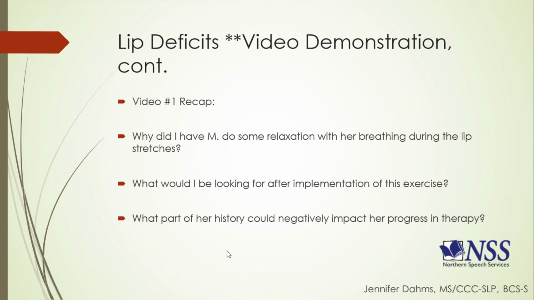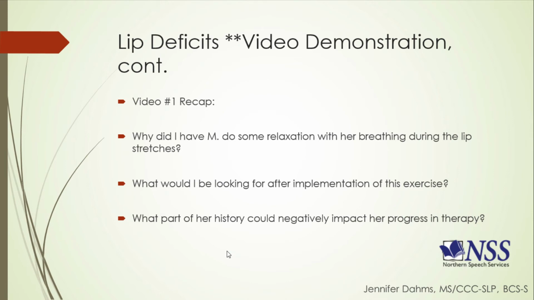So after we would do this technique, then we would want to ask ourselves, what would we be looking for after implementation of this exercise? Obviously, we would like to see a better lip position at rest, more functional lip movements with feeding. And if you could see at the end of that video segment where I cued her to close her lips, that still was a very difficult activity for her. Her lip closure looked a little forced. And when she was having to breathe through her nose, the breathing actually looked very forced as well, because that's not a natural breathing position for her.